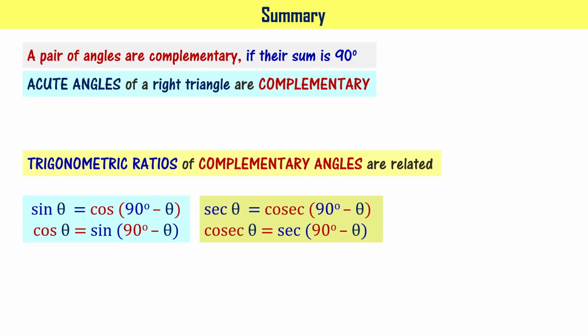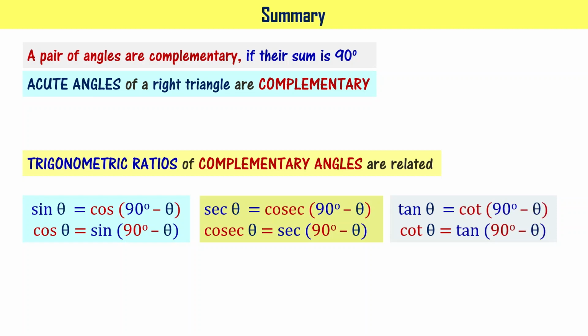Sec theta can be written as cosec of 90 degrees minus theta, and cosec theta can be written as sec of 90 degrees minus theta, right? Tan theta can be written as cot of 90 degrees minus theta, and cot theta can be written as tan of 90 degrees minus theta. Please take a note of this. Let's take a look at few problems based on this concept.